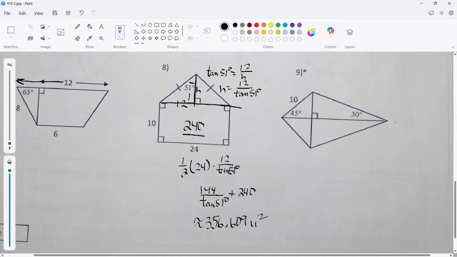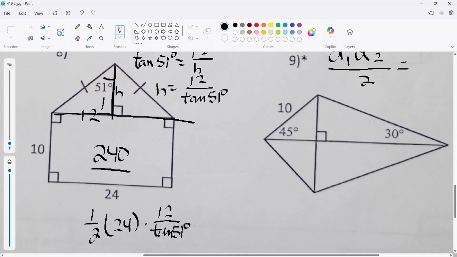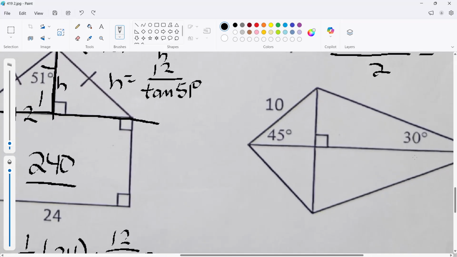And then number 9, I have to do exact. This is a kite again, so I need diagonal 1 times diagonal 2 divided by 2, and that's going to equal the area. I could also get the area of the left triangle plus the area of the right triangle if you want to do it that way, but I'm not going to. I know this is a 45-45-90 triangle. That means I can find this side, the side opposite 45, and also this side.